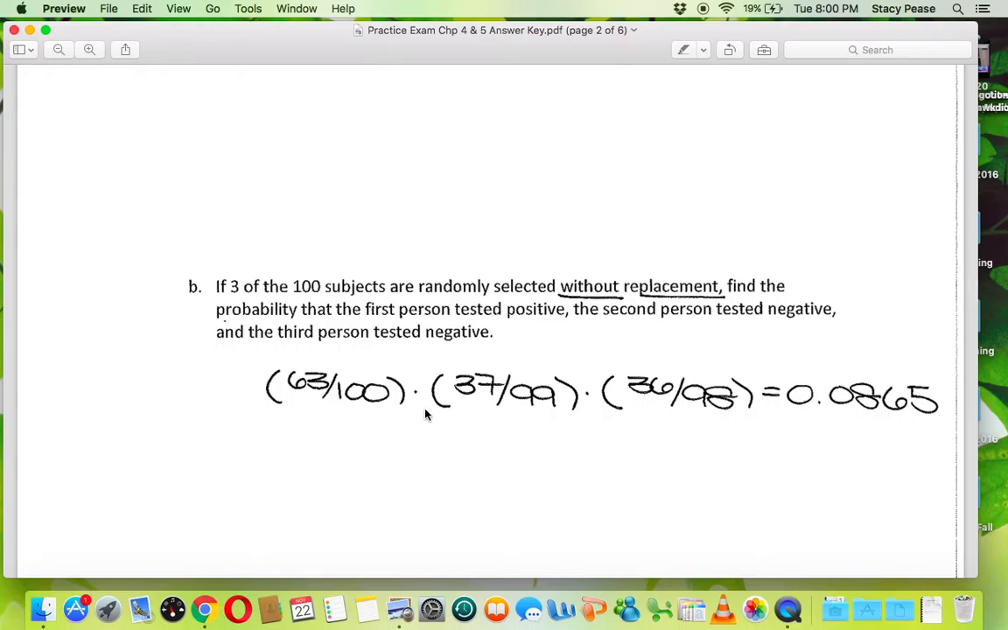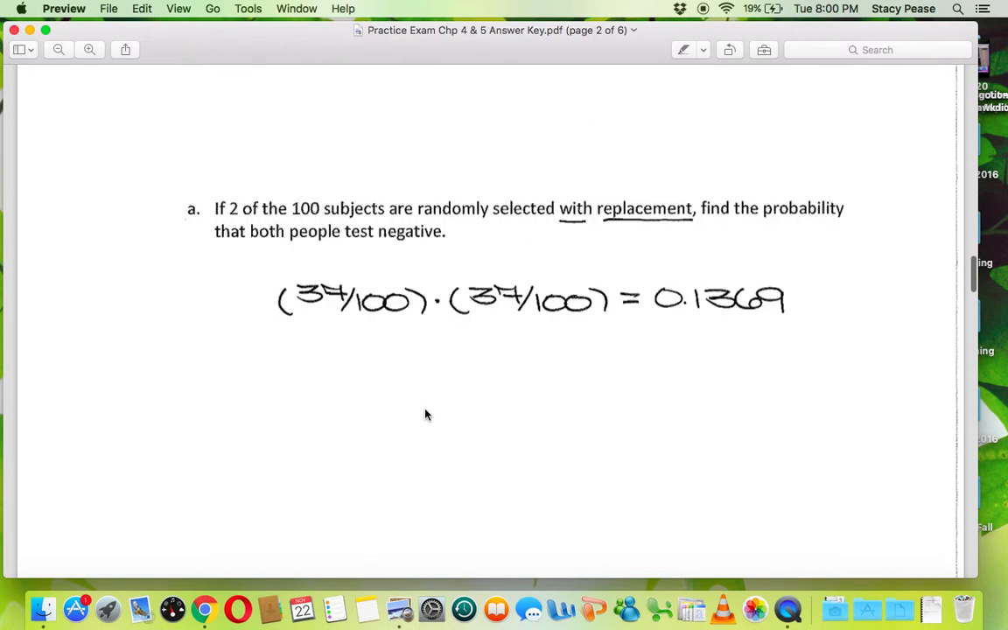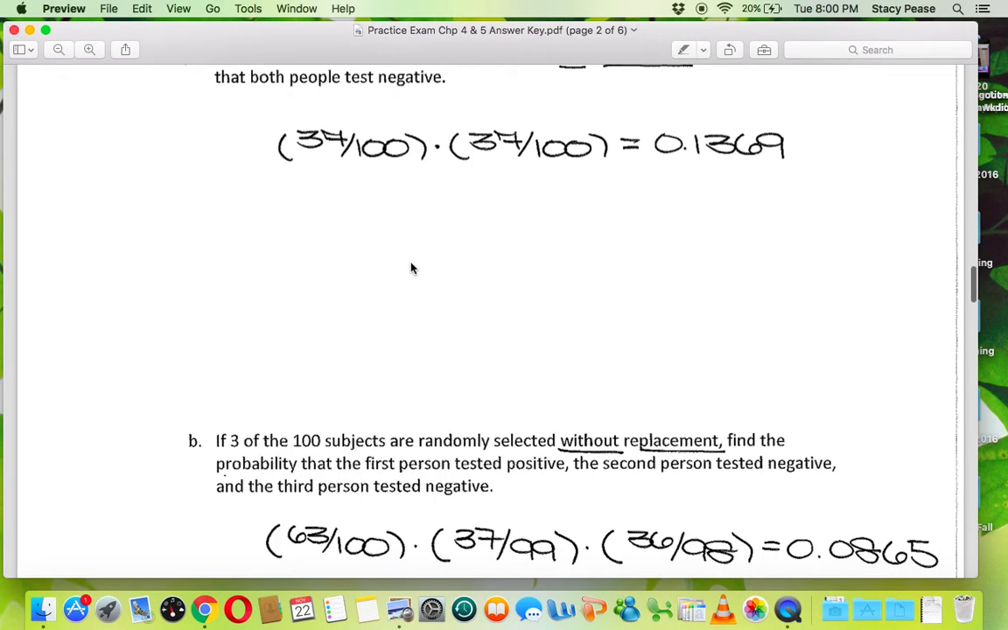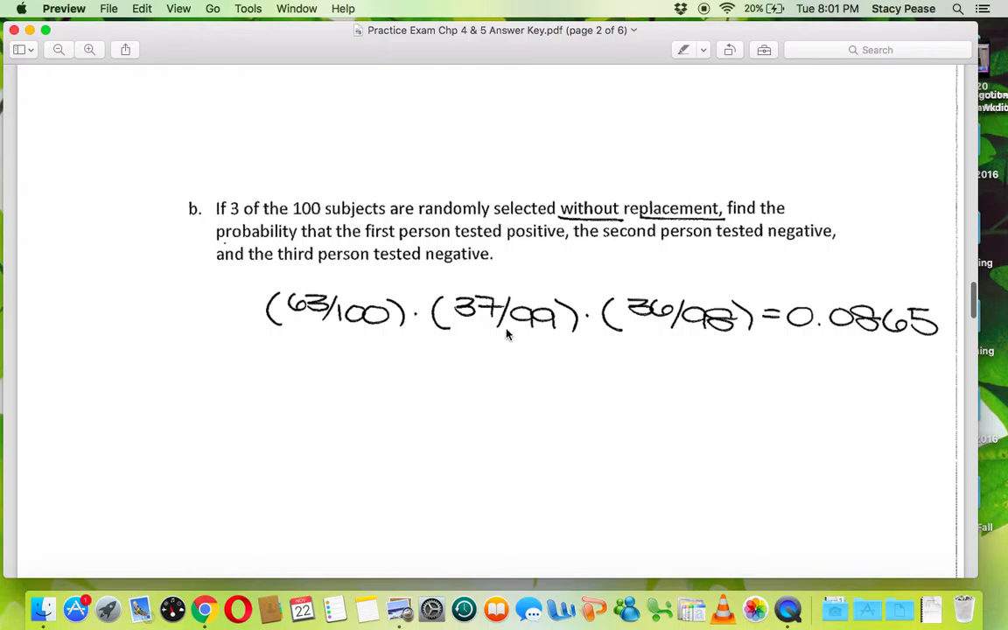Person number 2, let's go up and look at our negative group. We have 37 people out of 100 that tested negative. But we used one of these 100 people towards person number 1 that came from our positive group. So this number is now not 100, but 99. So for our second person, we have 37 divided by 99.